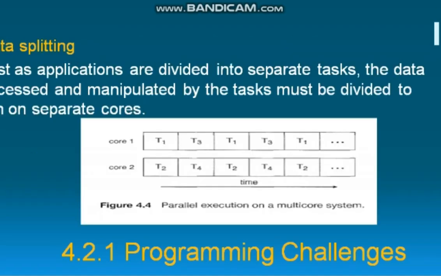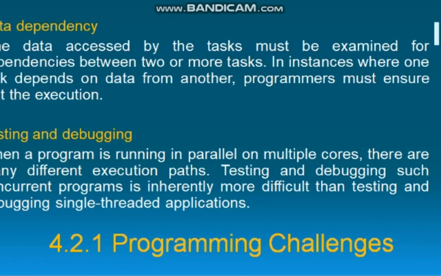So, data splitting. Just as applications are divided into separate tasks, the data accessed and manipulated by the tasks must be divided to run on separate cores. So this is the parallel execution of a multi-core system where separate cores run simultaneously. Data dependency: the data accessed by the tasks must be examined for dependencies between two or more tasks.